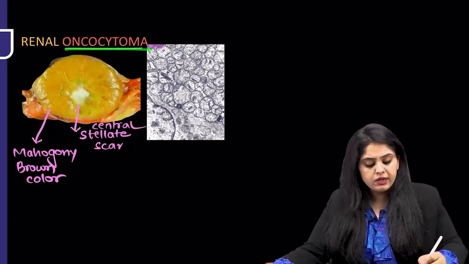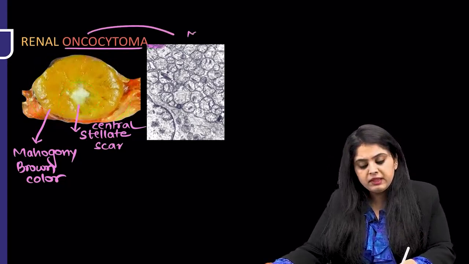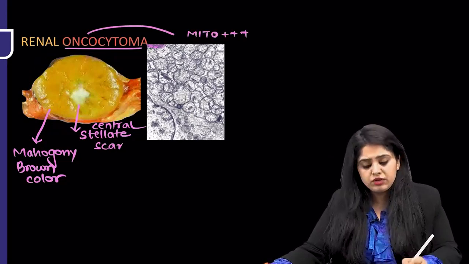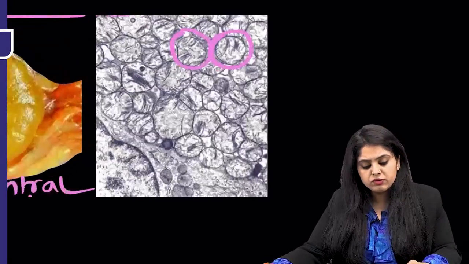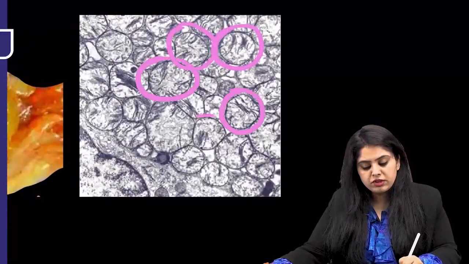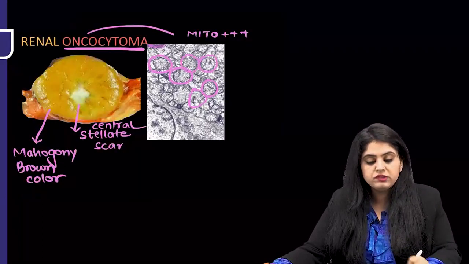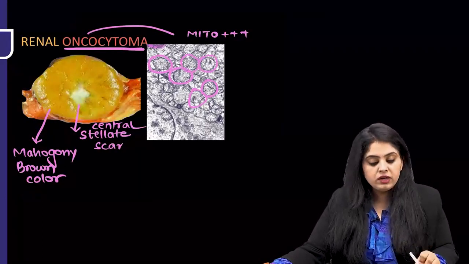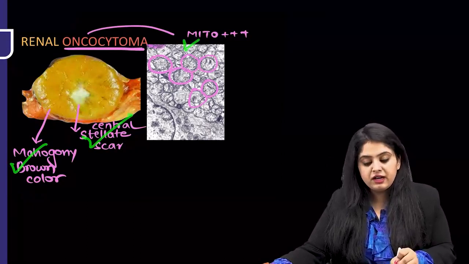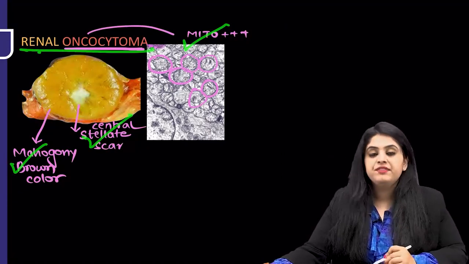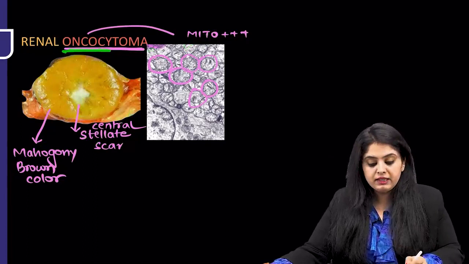But why are you calling it oncocytoma? Oncocyte matlab mitochondria. Oncocyte means it's very, very rich in mitochondria. So look at all these round structures. All these round structures are nothing but the mitochondria. So that is why I called it oncocytoma. Remember, mahogany brown color with central stellate scar and lots of mitochondria. That is oncocytoma. Oncocyte matlab mitochondria.